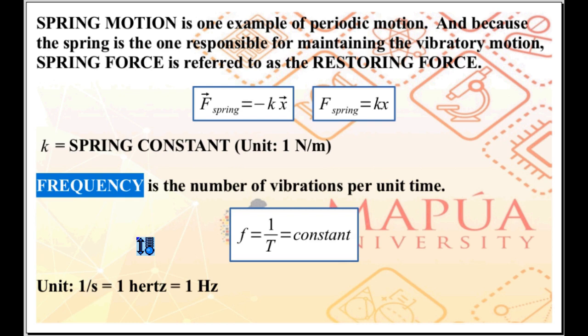Frequency and period are related to each other. They are inversely proportional to each other. Frequency is equal to 1 over period. They are inverse of each other. And since for periodic motion, period is constant, that means frequency is also constant.